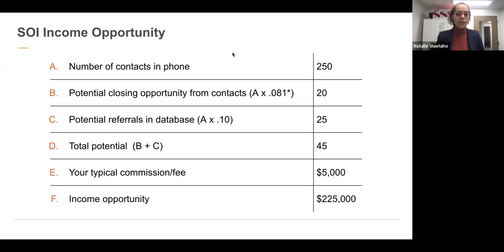I know this typical commission here is super low. I don't think 5,000 is normal. Here in Atlanta, the typical commission is almost 12,000 because our average price point is about 440,000. So we're just going to use 5,000 as an example. The income opportunity for you on gross commission income is 225,000.